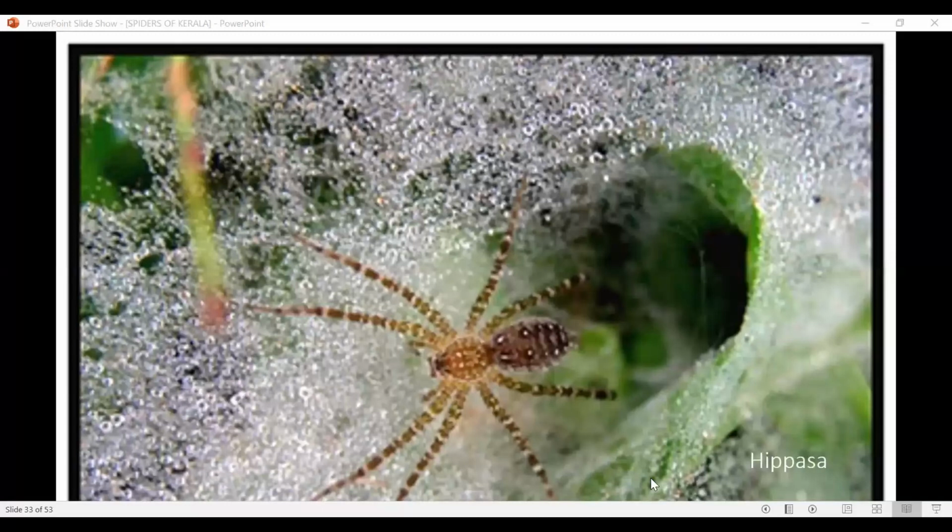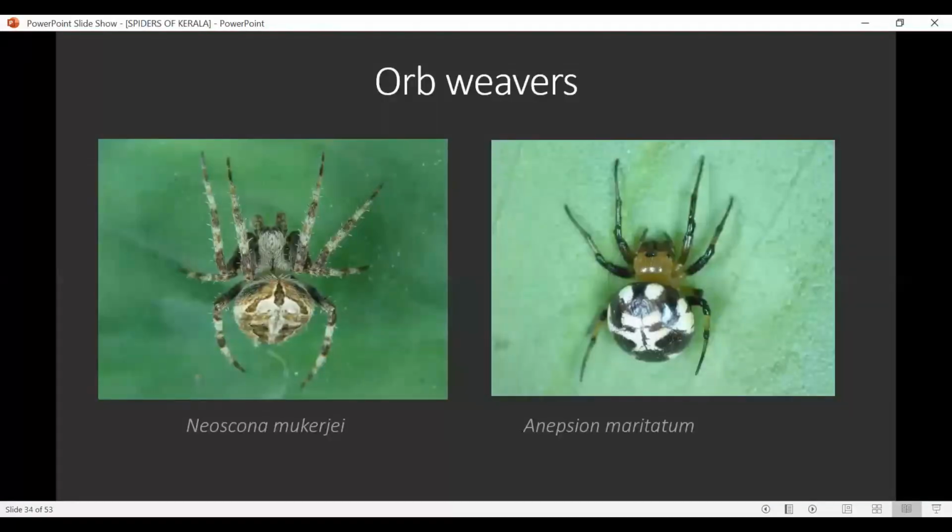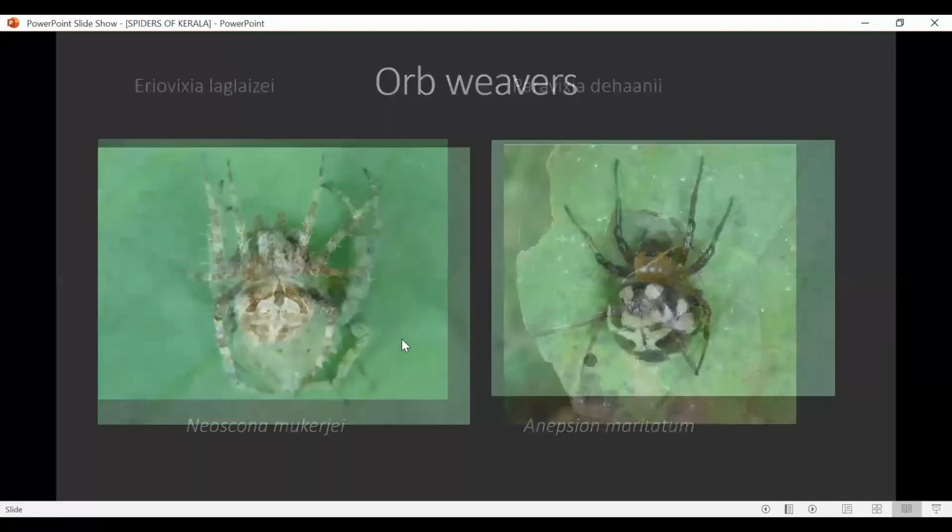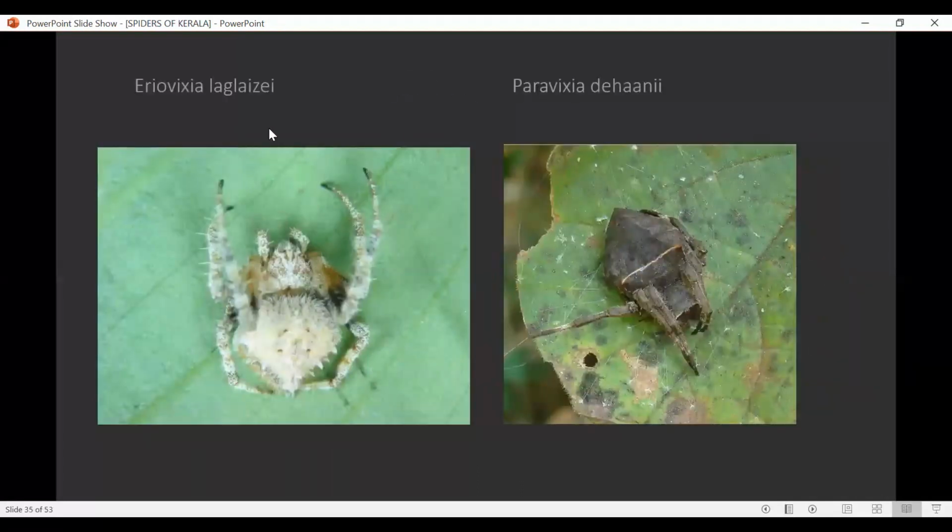The next one is the Araneidae. I think almost all of you may know these spiders. Here you can see the case of Neoscona mukerjei. Then there is another beautiful one, Argiope anasuja. A very small spider killing a small insect; maybe most of you have seen these in your house garden. You can find all these species. Another example is Eriovixia laglaizei.